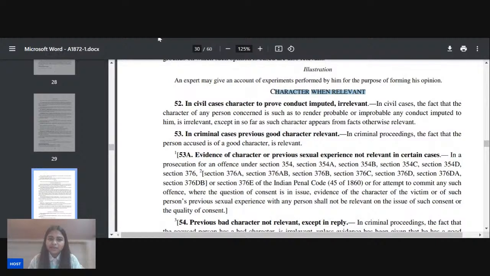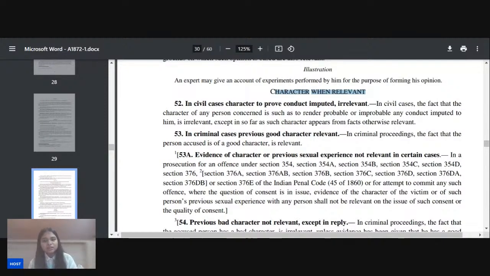So how is character relevant in evidence, and whether it is relevant or not, if a good character is relevant, if a bad character is relevant, is given under 52, 53, and 54. So from 52 to 55 you will see it's relating to character when relevant.